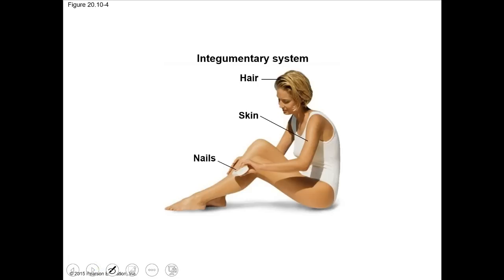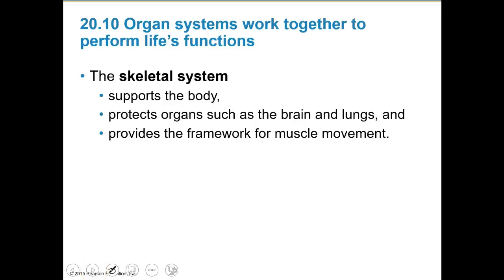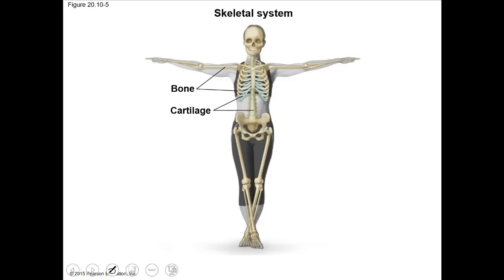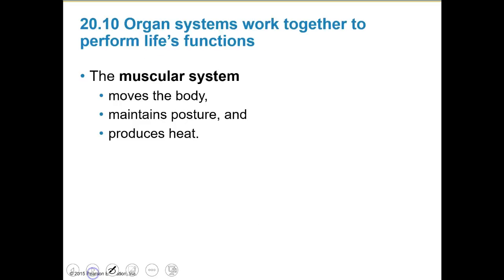Those are all integumentary. Skeletal system, it's going to support the body, protect the organs like the brain and the lungs, and provide a framework for muscle movement. So how does your particular animal get around? Okay, well, how does it support? What's supporting the body and protecting the organs? How's that working? Okay, for us, it's an internal one. So for mammals, you'll have something sort of like that.